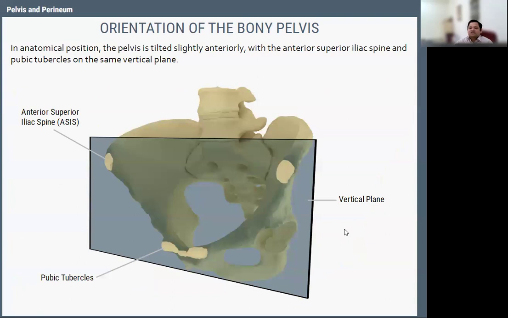So how to understand the orientation? It is not just straight in line, it is a little bit tilted. In anatomical position, the pelvis is tilted slightly to the anterior side, where the anterior superior iliac spine and the pubic tubercle come in the same line. So this is the ASIS, you can see, and this is the pubic tubercle, and they both will fall in the same vertical plane. Then you can say this is the correct orientation of your bony pelvis.